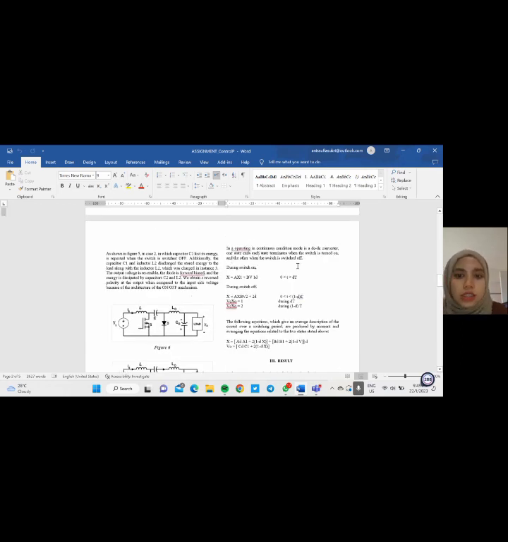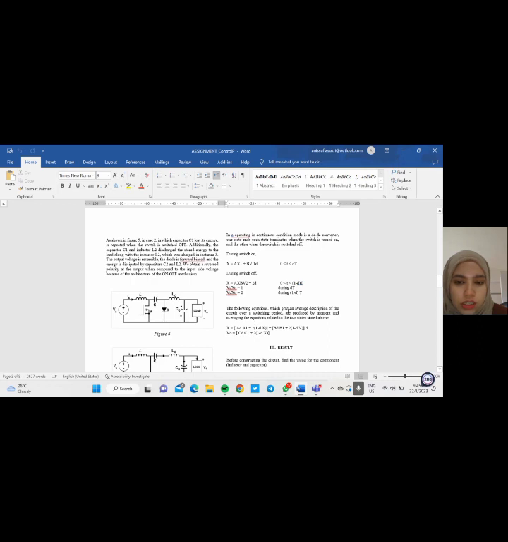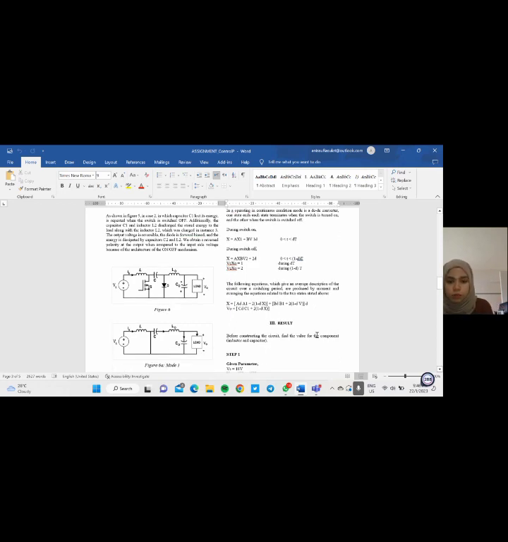This is the operation during switch on. This is the equation which gives an average description of the circuit over a period, produced by averaging the equations related to the states above.